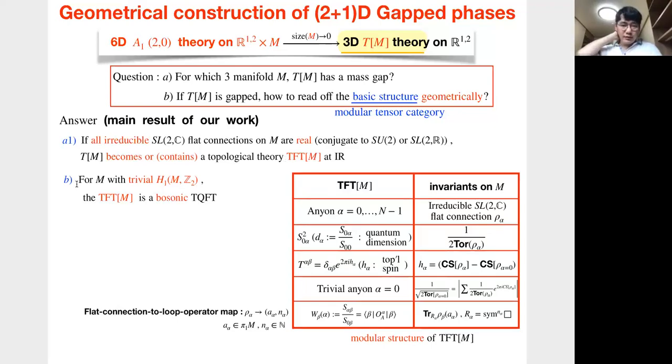Then the next question is how to determine the basic structure of a topological space from the geometry. For simplicity, we will first consider some 3-manifolds which have a trivial Z2 homology. In these cases, the resulting 3D theory is described by just bosonic topological field theories. And we will come back to some general cases later.